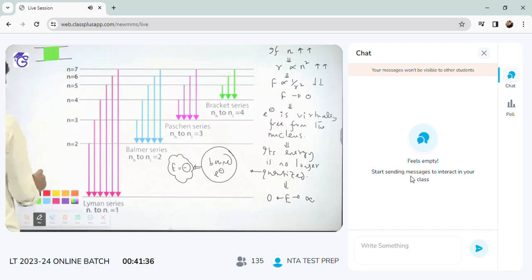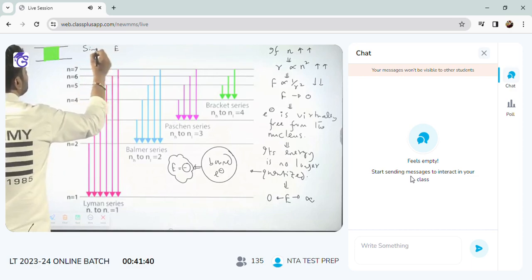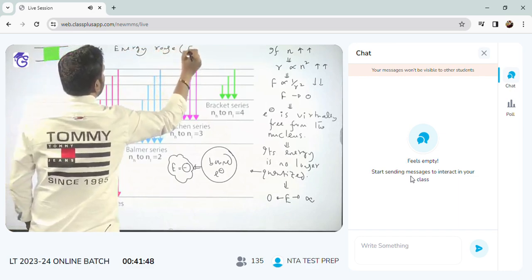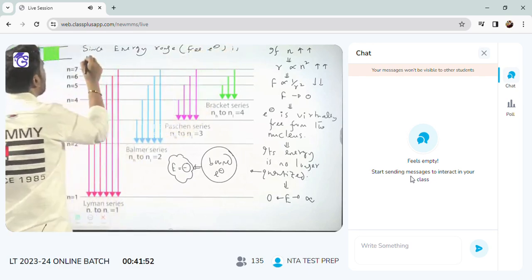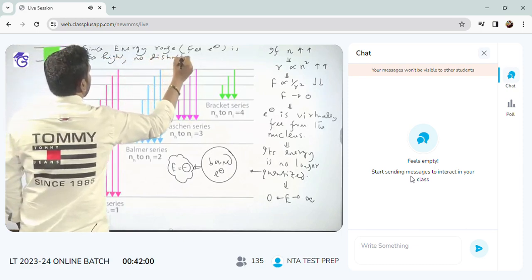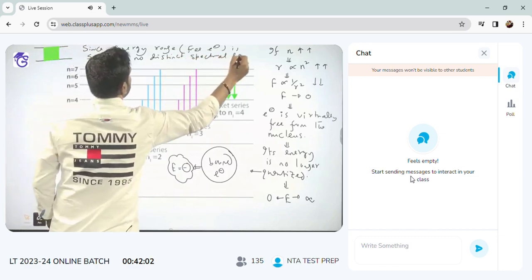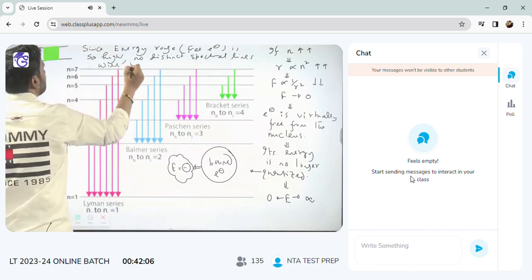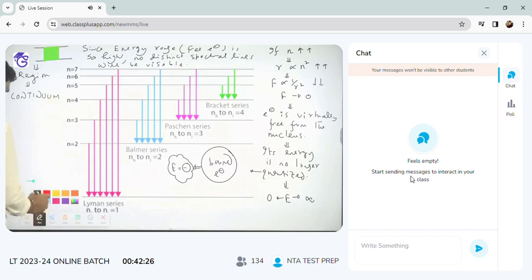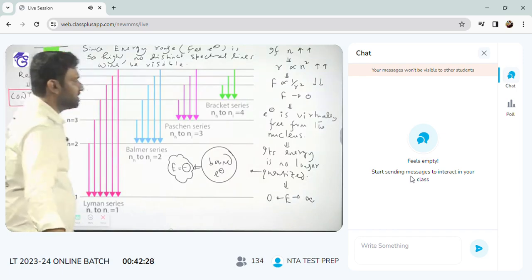So what will I write here? I'll write: since energy range for the free electron is so high, no distinct spectral lines will be visible. Rather, they will appear as a band-like structure, and this region is named as continuum. If possible, please remember this. This region is named as continuum.